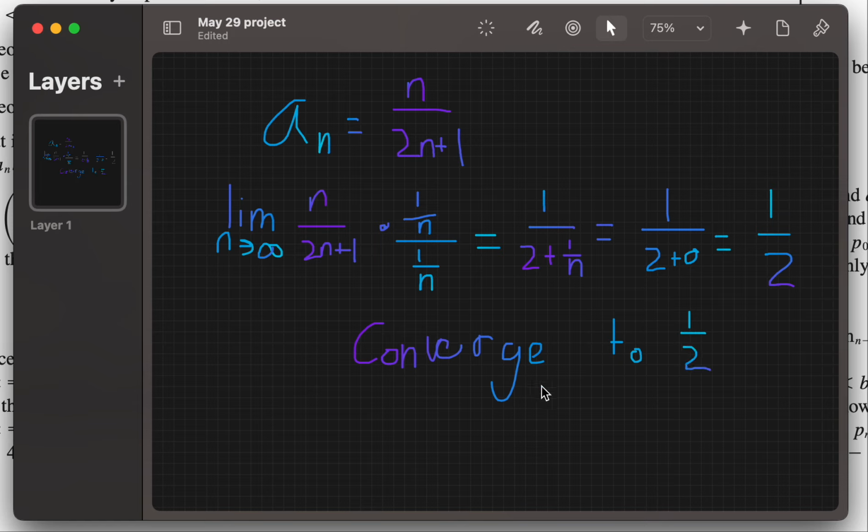All right, and remember, for a series, so not a sequence, a series, if the limit does not converge to 0, then the series itself would not be convergent. So this is just a sequence. So for a sequence, if the limit is a finite number, then it is convergent.